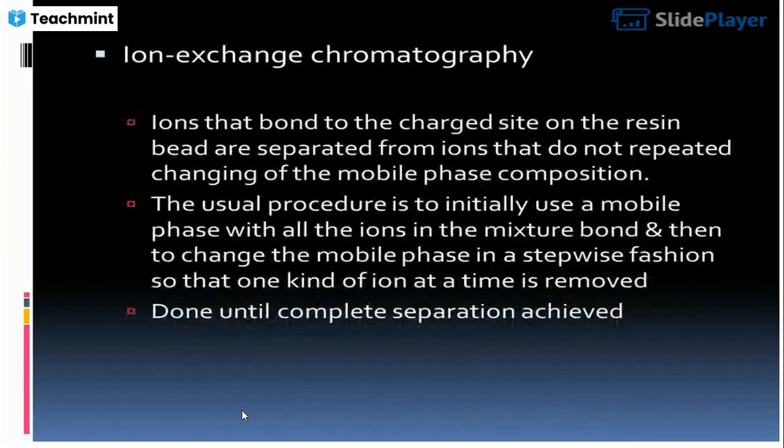Ions that bond to the charged site on the resin bead are separated from ions that do not, by repeated changing of the mobile phase composition. The usual procedure is to use a mobile phase with all the ions in the mixture bonded and then to change the mobile phase in a stepwise fashion so that one kind of ion at a time is removed. This is done until complete separation is achieved.